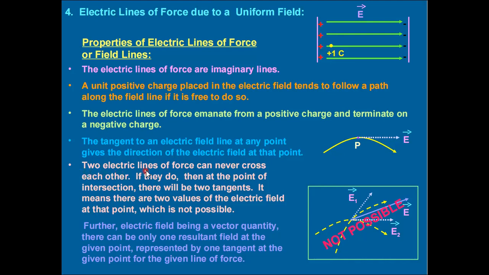Now the last property is, two electric lines of force can never cross each other. That means they cannot intersect each other. If they do, then at the point of intersection, there will be two tangents. That means there will be two directions of electric field. This means there are two values of the electric field at that point, which is not possible. This is why electric lines of force can never intersect each other. Further, electric field being a vector quantity, there can be only one resultant field at the given point, represented by one tangent at the given point for the given line of force. So we have to remember these five properties of electric lines of force.